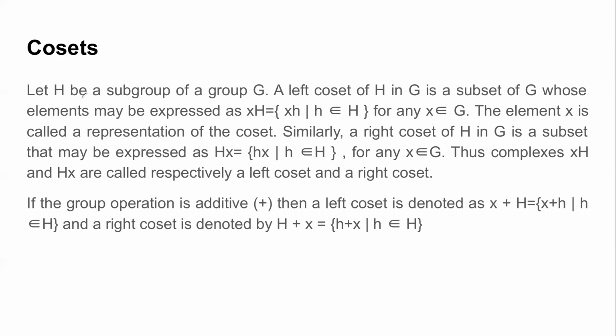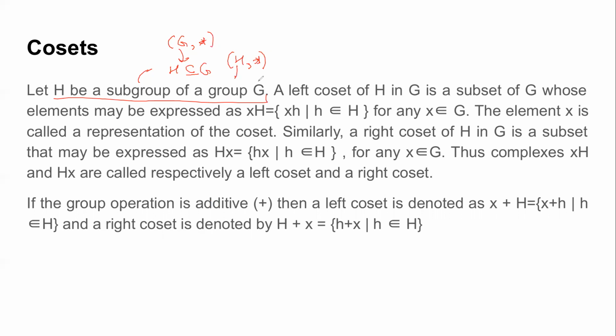So let H be a subgroup of group G. Okay, what does this mean? Let's revisit the definition. When do we say H is a subgroup of G? When we have a group G defined on an operation and we take a subset of G, which is H, and H also forms a group under the same operation, right? That is, it satisfies the closure, identity, and inverse properties. Then we say H is a subgroup of G.